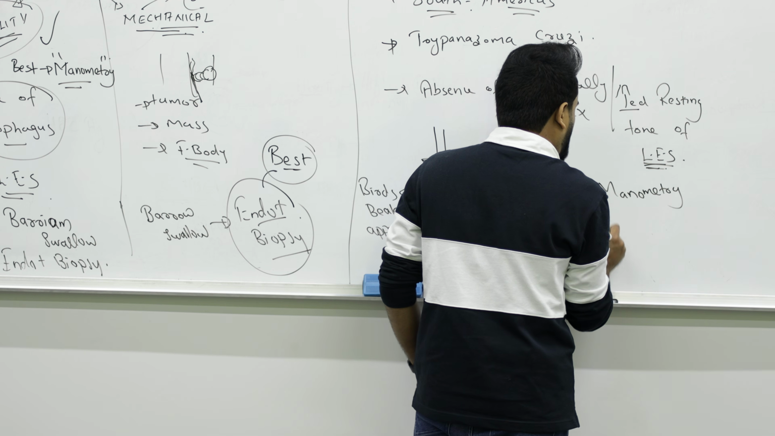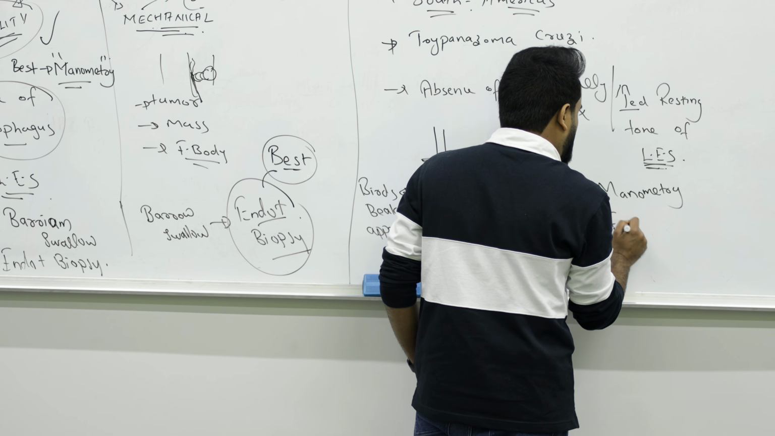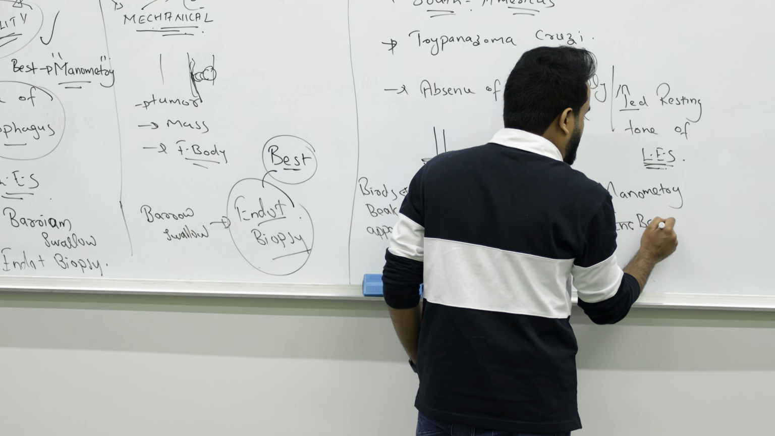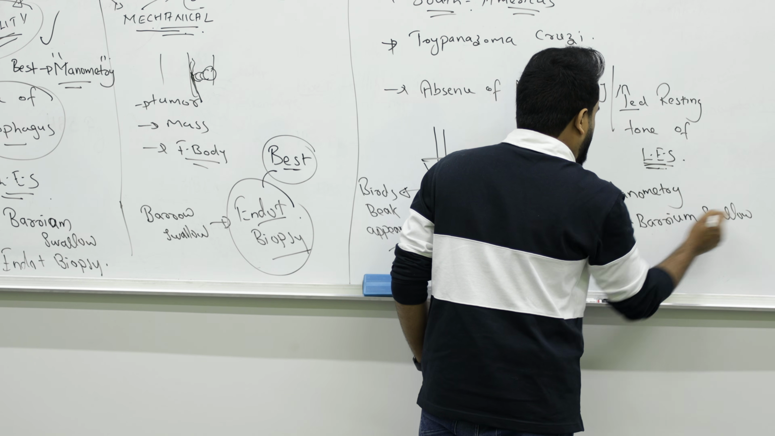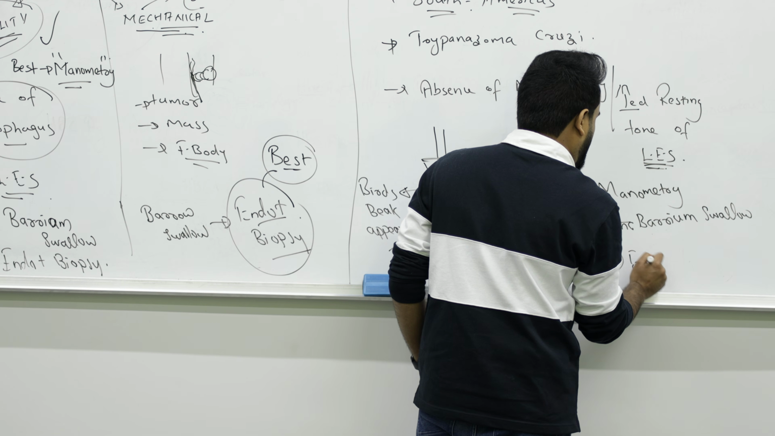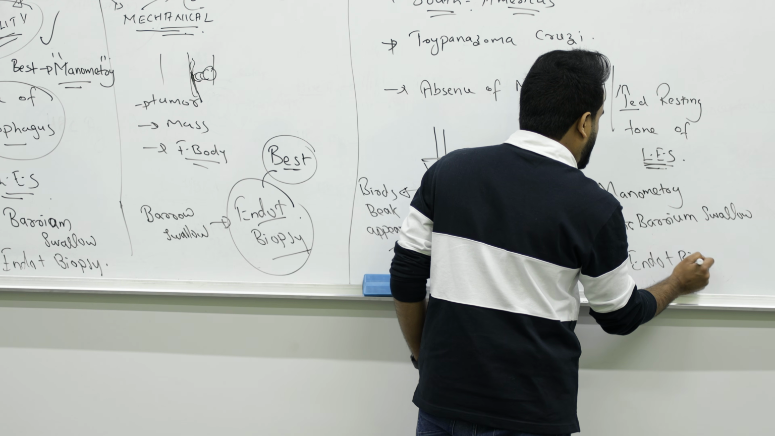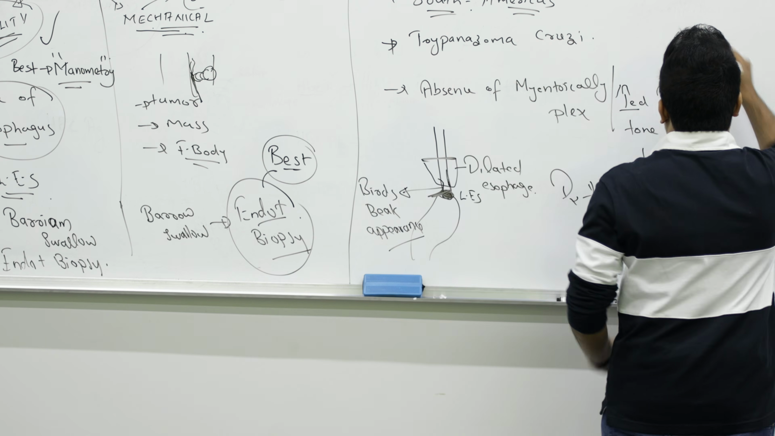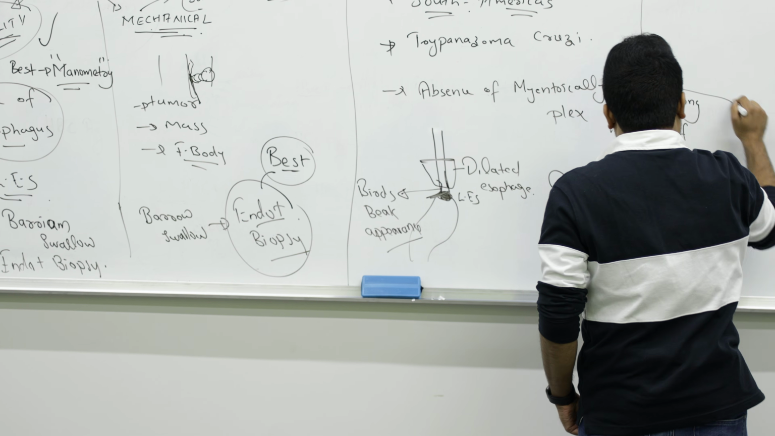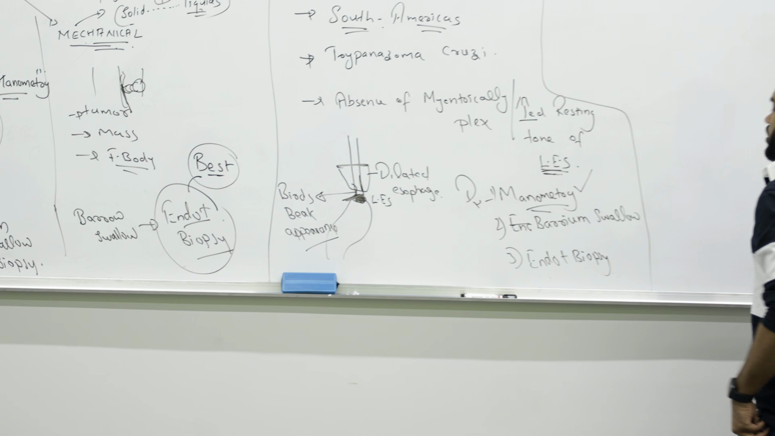Then to rule out other things, we do what? Barium swallow, along with what? Endoscopy and biopsy will be done. But the best always will be manometry, the first one, because we must be careful about the pressure difference there.